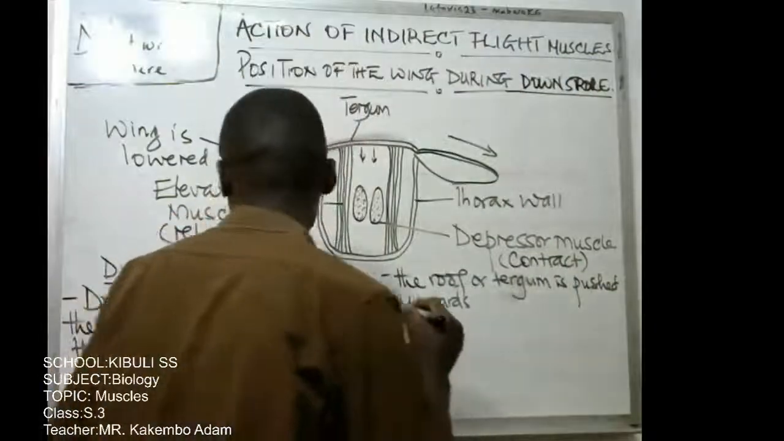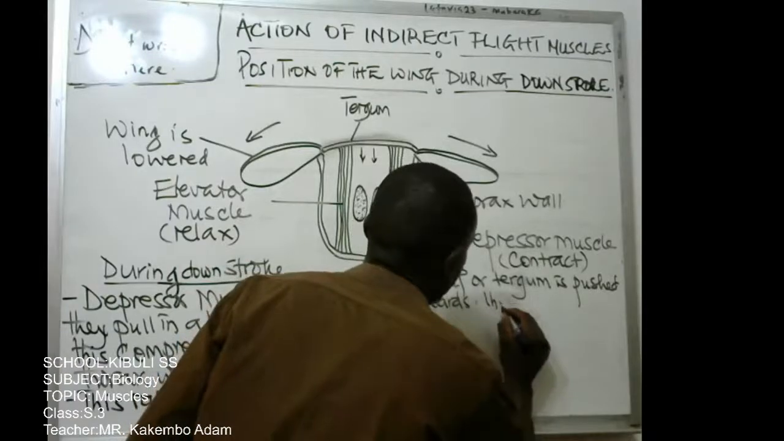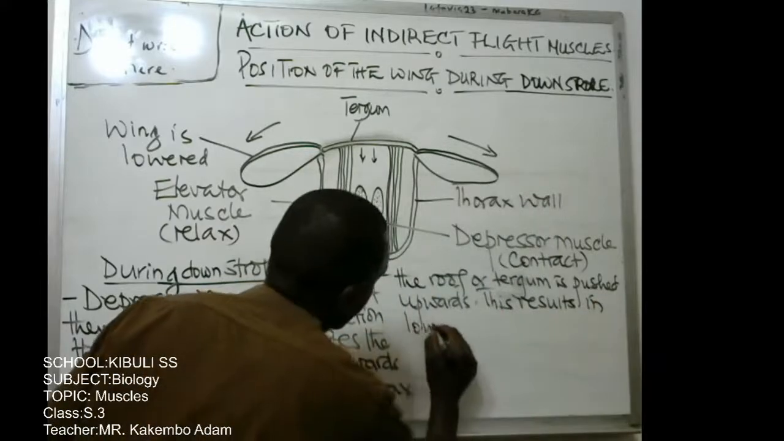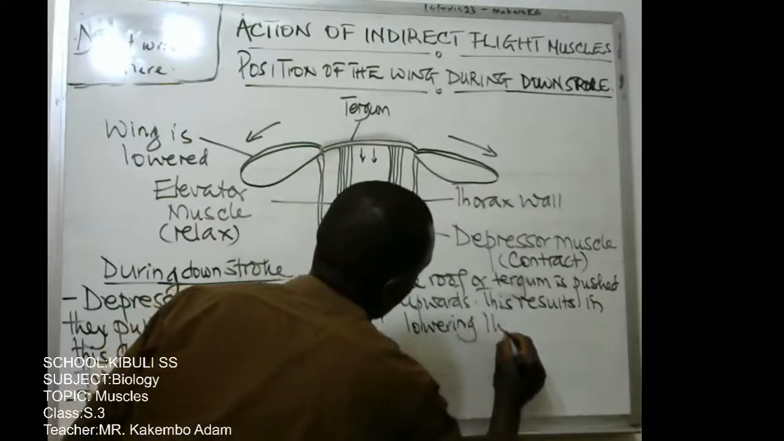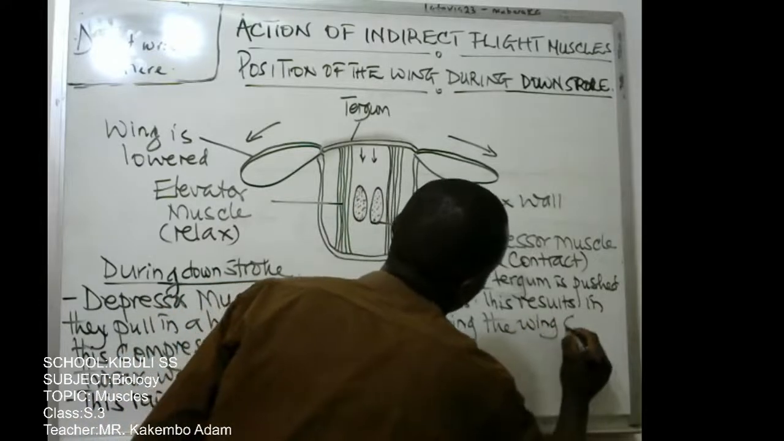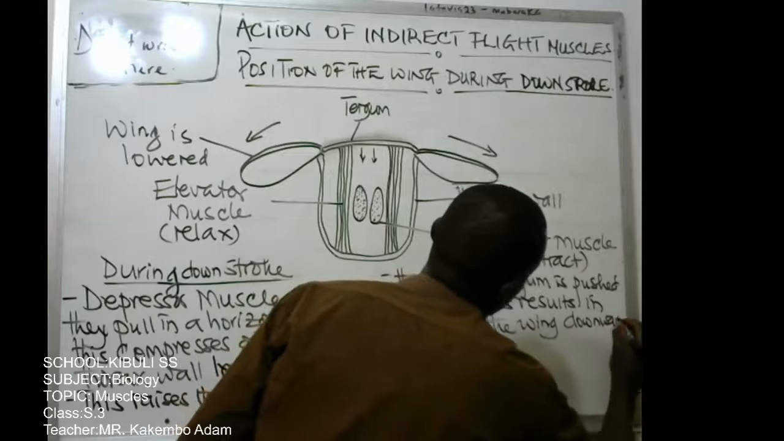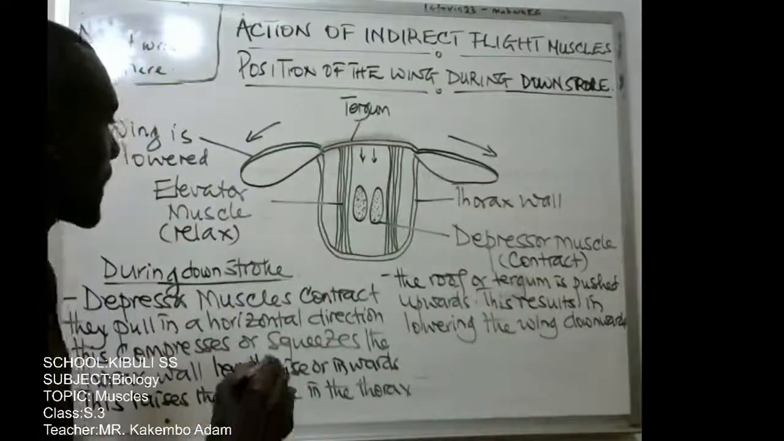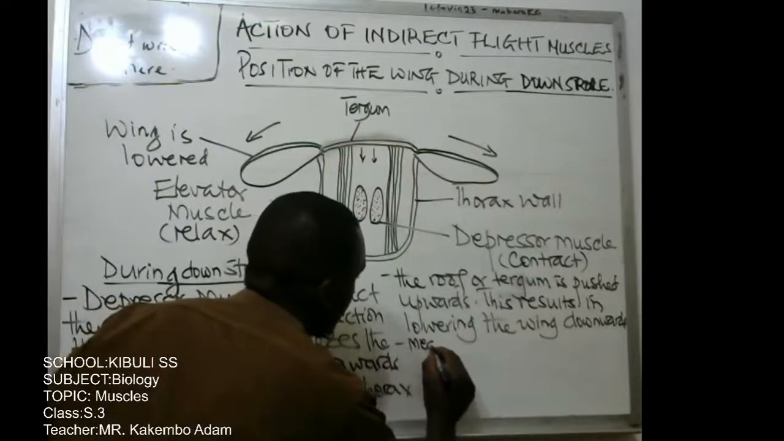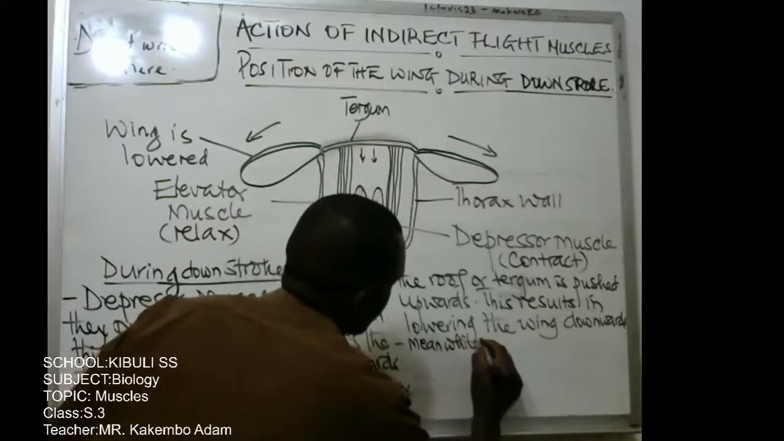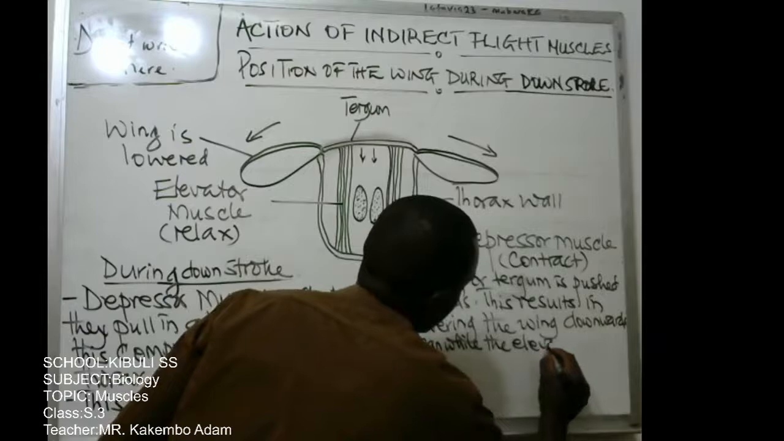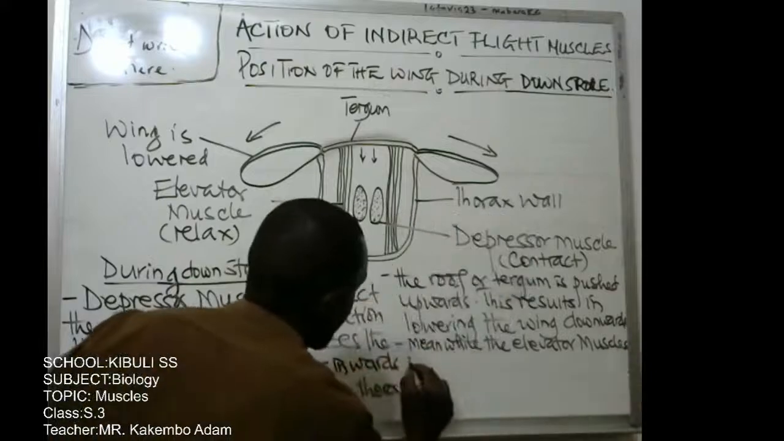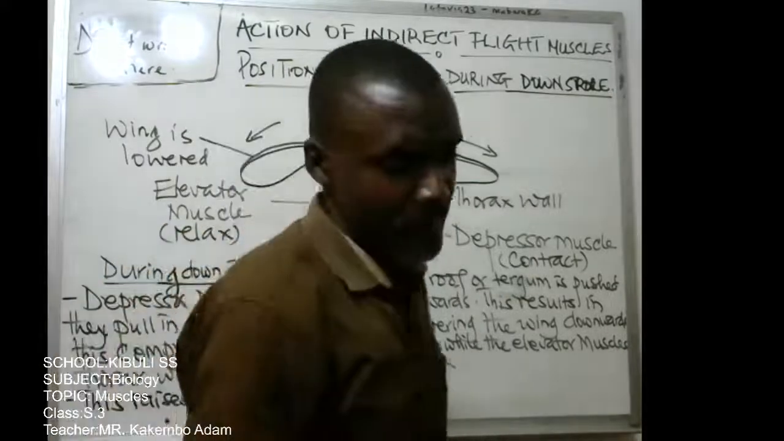And this brings about lowering of the wing. This results in lowering the wing downwards. Meanwhile, the elevator muscles relax.